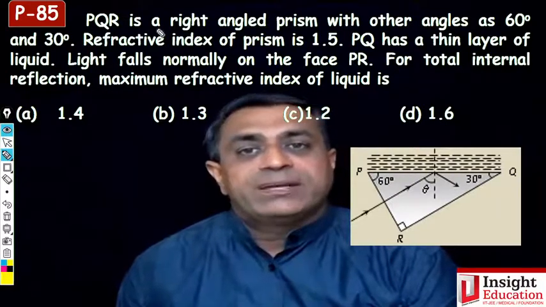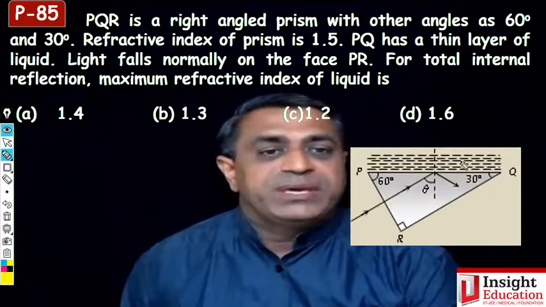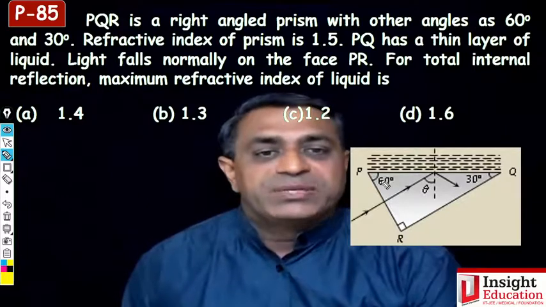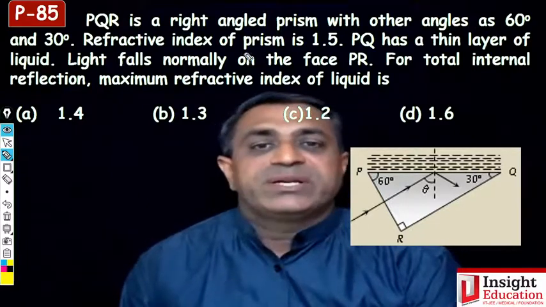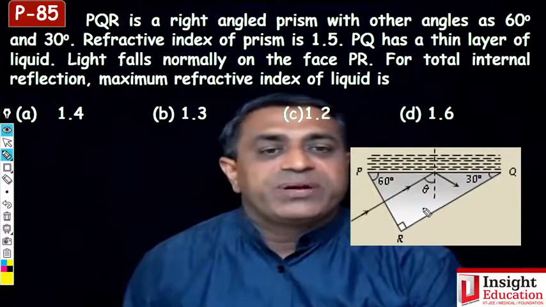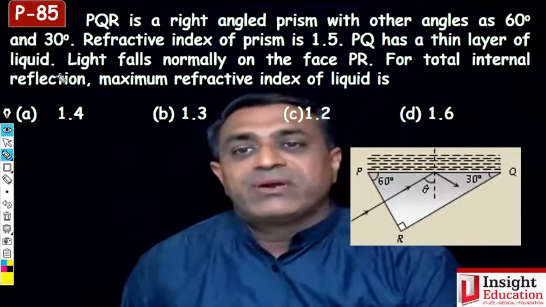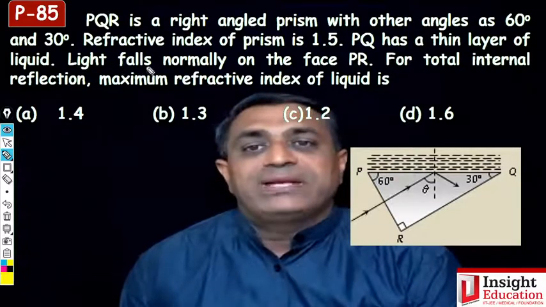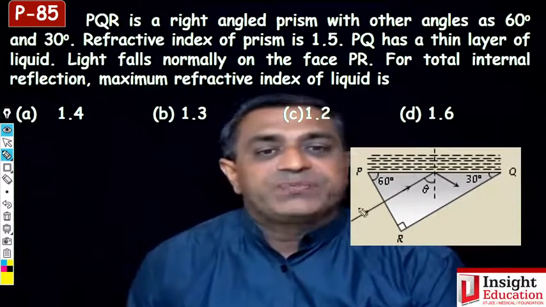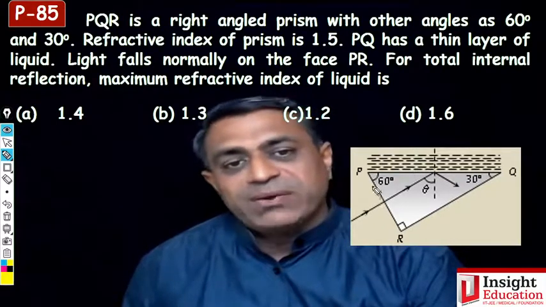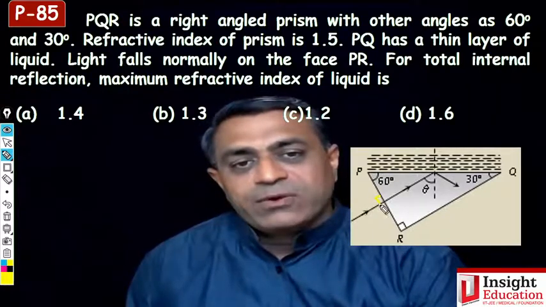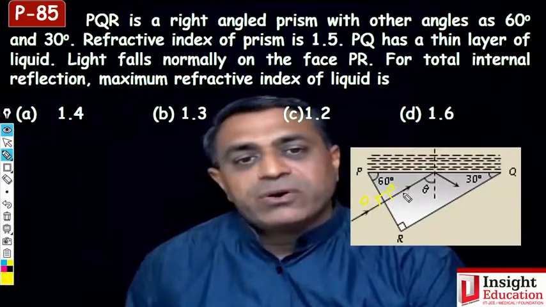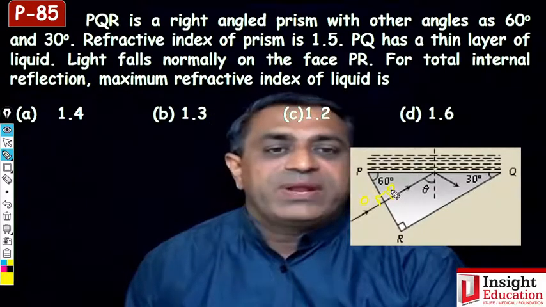So PQR is a right angle prism. You can see PQR is a right angle prism with other angles as 60 and 30. The refractive index of the prism is 1.5. PQ has a thin layer of liquid, so on this surface there is a thin layer of liquid. Light falls normally on the face PR. Normally means the angle of incidence is 0, and the angle of refraction is 0.